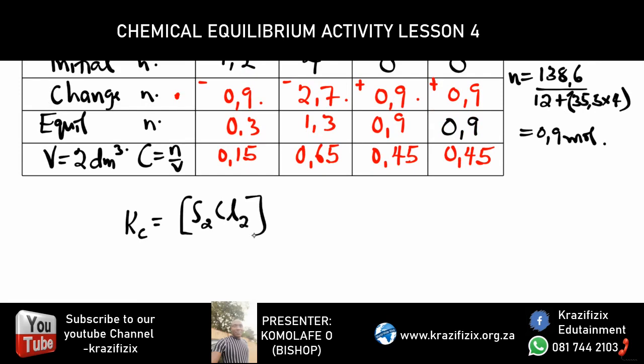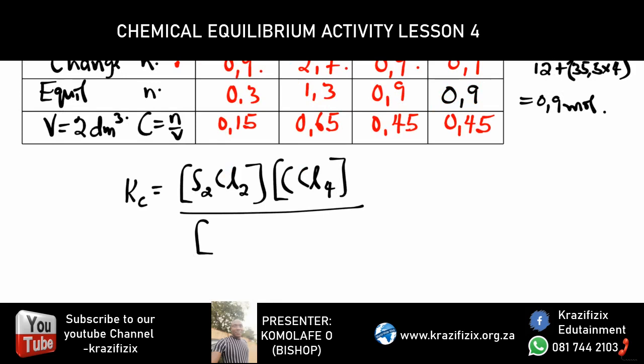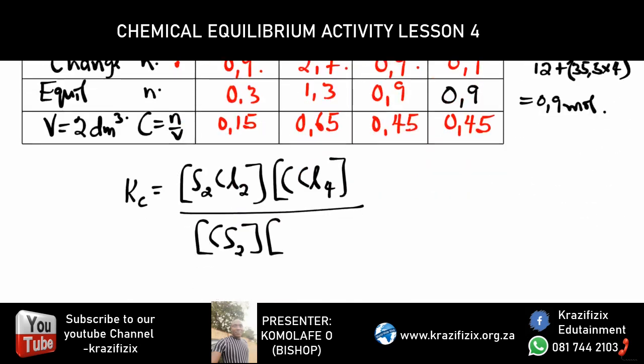S2Cl2, that's a 1 there. CCl4, it's also 1. CS2, which is 1. And we have Cl2, chlorine gas, and that is 3. So what do we do? Substitute.